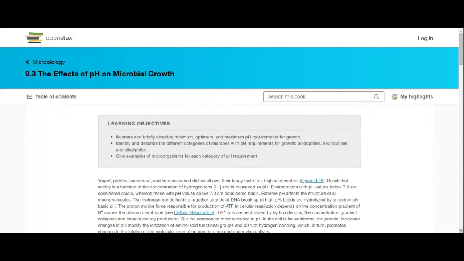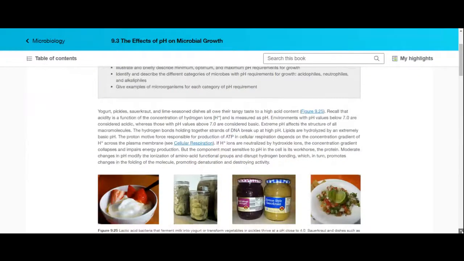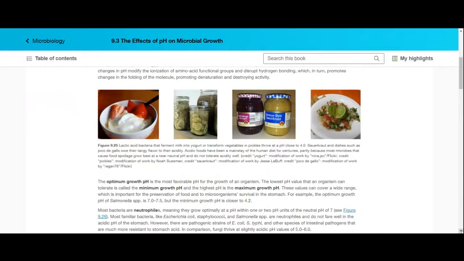And we're not going to do any labs that look at pH at all. But this section just kind of talks about why pH is important. So most all living organisms grow best at a neutral environment.